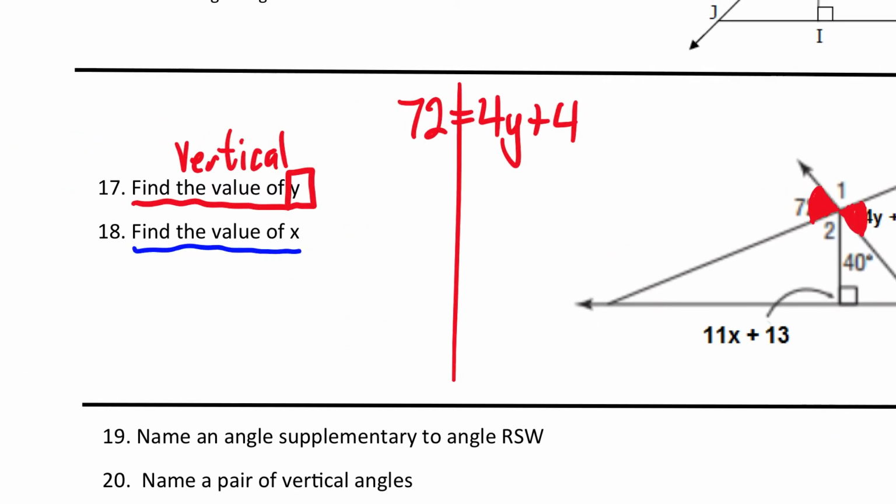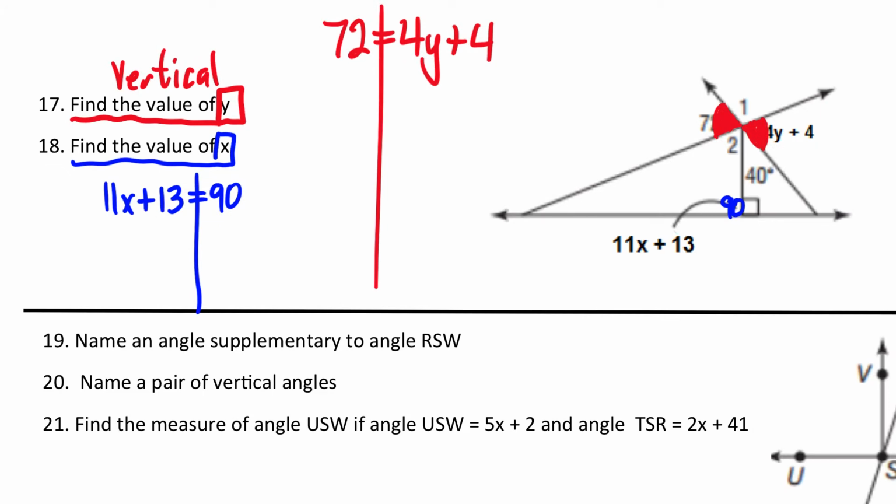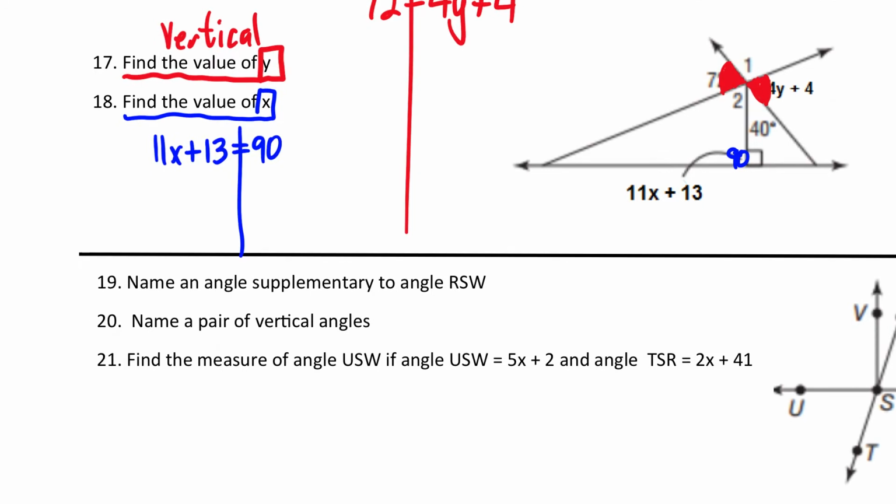Number 18 says find the value of x. So if you'll notice, there's an x right here, and it's talking about this angle. Now the angle right next to that, how big is that? 90. That little box tells me 90. So if that angle is 90, how big does this angle have to be? It's got to be 90 because that's a linear pair. They add up to 180. So this angle has to be 90. So for this one, 11x plus 13 equals 90. It's 90 degrees. It's also 11x plus 13. So those are equal. Set them equal. Solve for x.